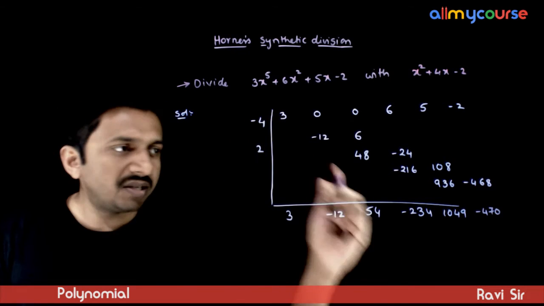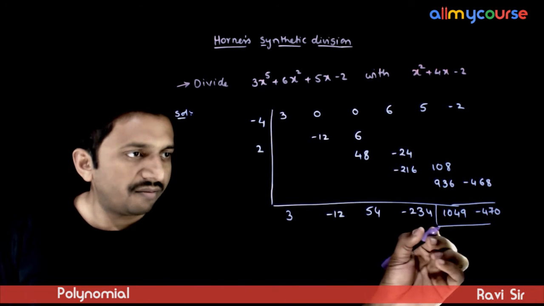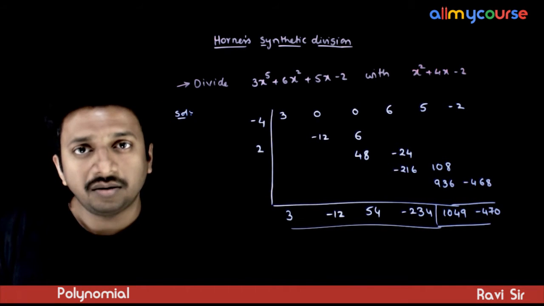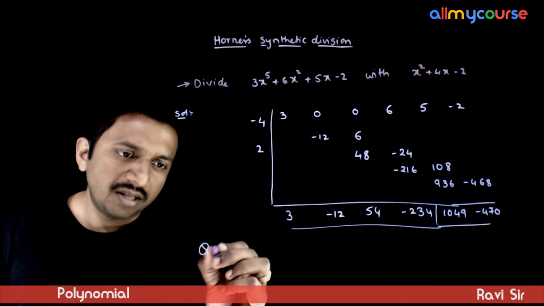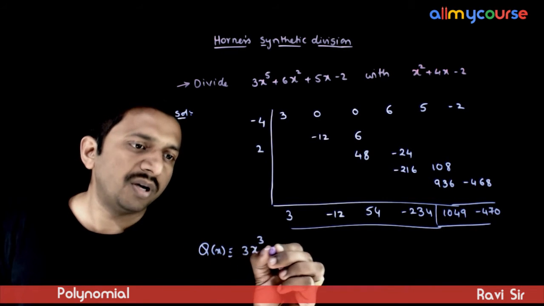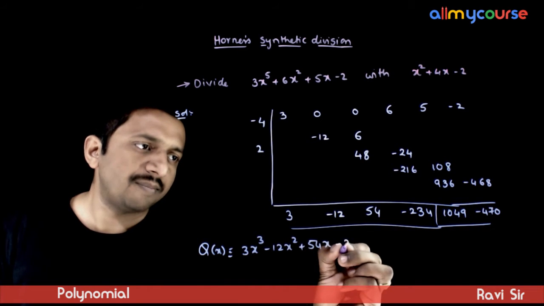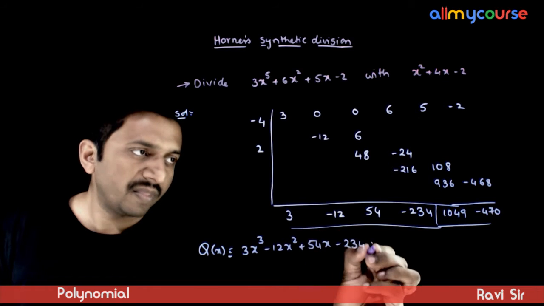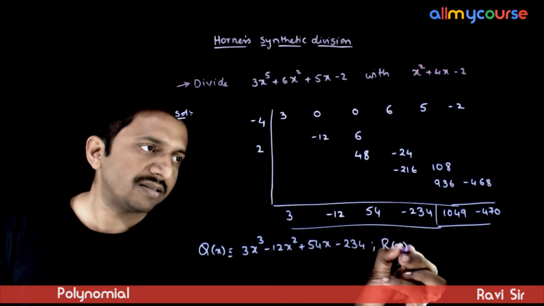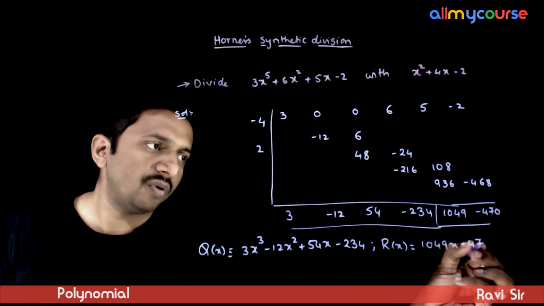So you have two numbers here. The last two numbers go to the remainder and the first four numbers go to the quotient. Hence the quotient is 3x cube minus 12x square plus 54x minus 234, and the remainder is 1049x minus 470.